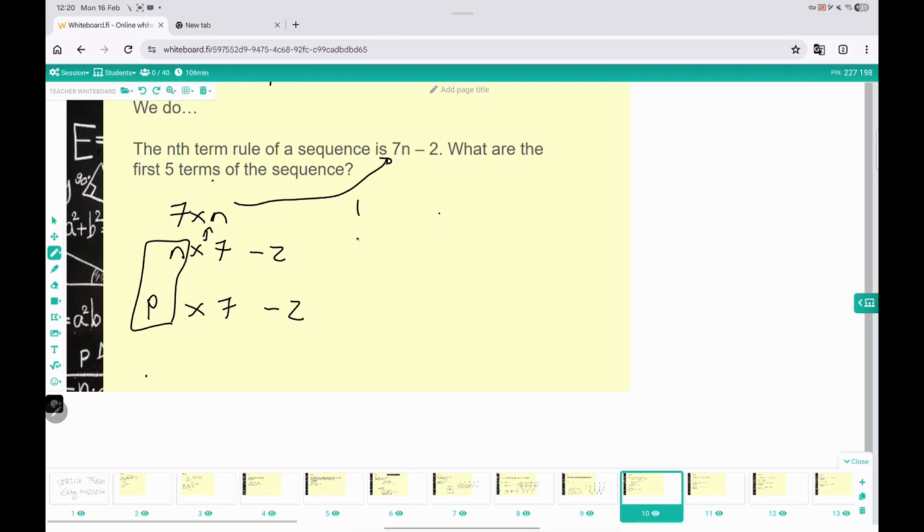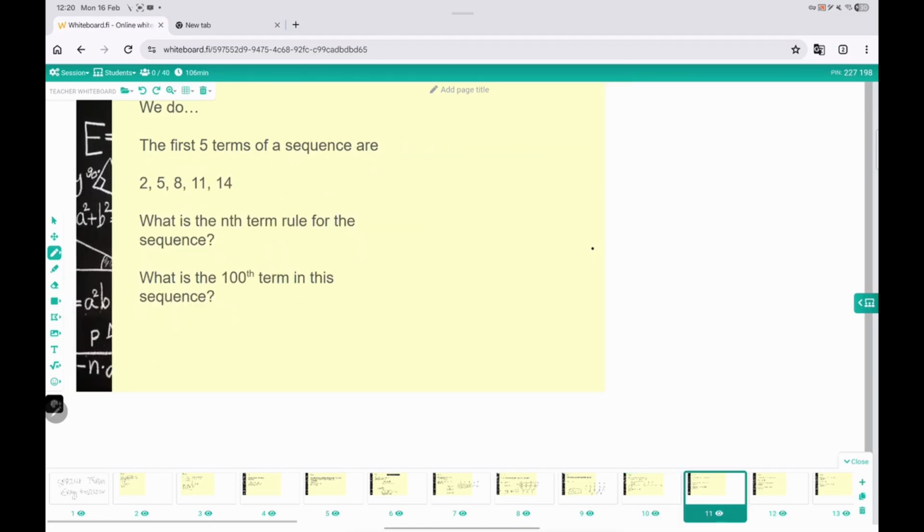Right, so we need to take the position number, times it by 7 and minus 2. So 1 times 7 is 7, minus 2 is 5. 2 times 7 is 14, minus 2 is 12. 3 times 7 is 21, minus 2 is 19. And you should notice that it's going up in sevens. You may have worked this out already. When we were reversing it, we could see that what you go up in is what you multiply by in your rule. We're supposed to be doing the first 5, so let's do one more. I know I'm adding 7 each time, so that's going to be 33.